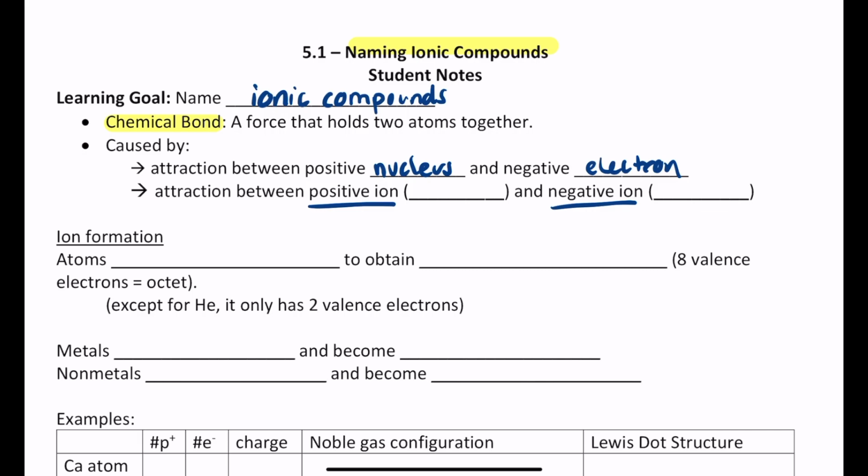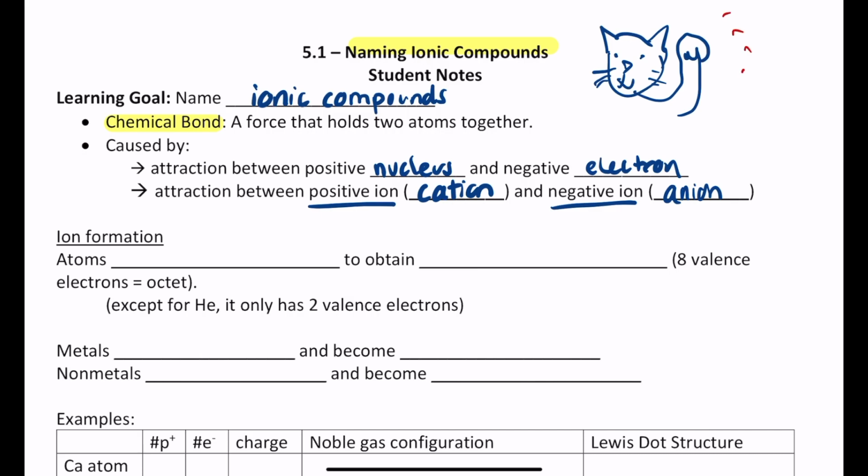Something else you need to know is that the positive ion is known as a cation, and the negative ion is known as an anion. So one way you can tell them apart is that positive ions are cations. Cations are positive. And then anions are the other one.